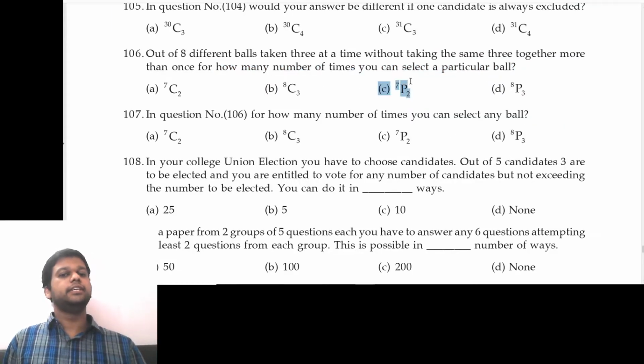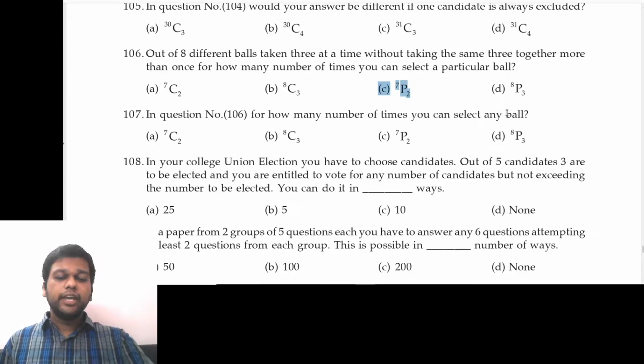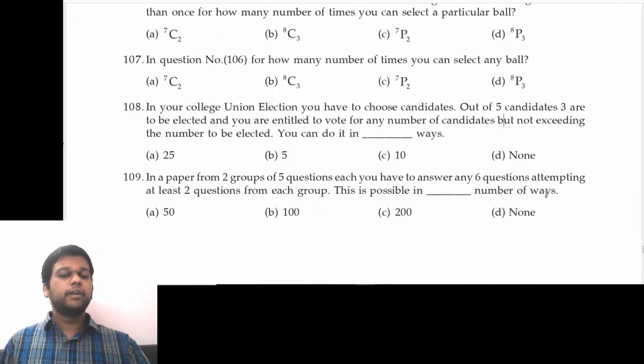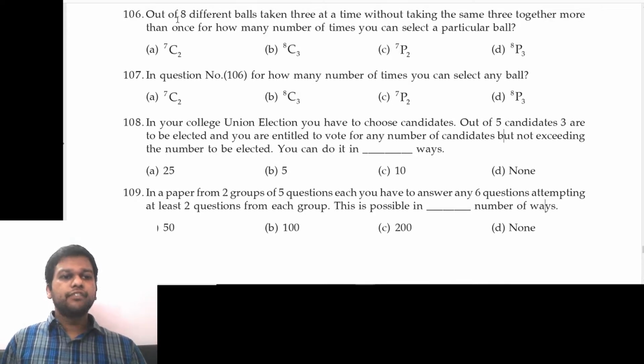So option C. And in question number 107, for how many number of times can you select any ball? Now any ball means there is no restriction on selection. So if there is no restriction, then out of 8 different balls, we can select 3 balls in 8C3 ways. So the option will be option B, 8C3, that's all.